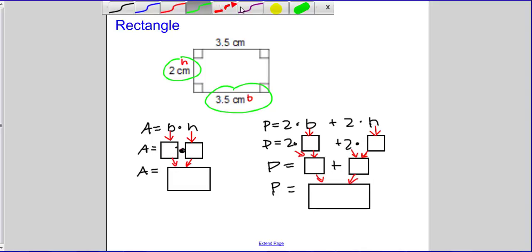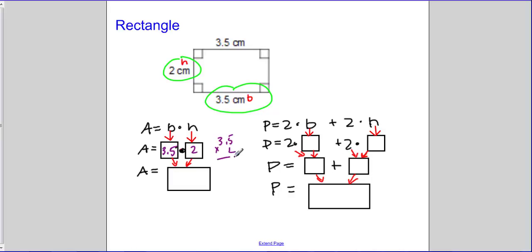As shown in a previous video, the area of a rectangle is base times height. So I substitute for B, 3.5, and I replace h in the formula with 2. So now it's just 3.5 times 2. Decimal point one place to the left, so it's 7.0 or 7 square centimeters is the area of that rectangle.